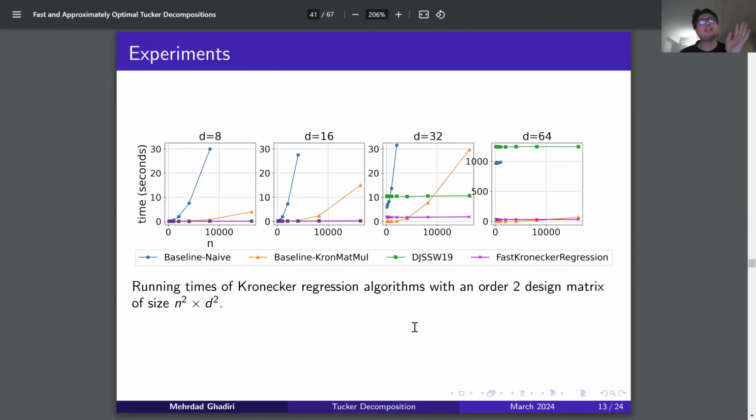With that, let's go to the experiments and see what's up, at least in practice. Our experiments are very simple. We just consider the Kronecker product of 2 matrices.